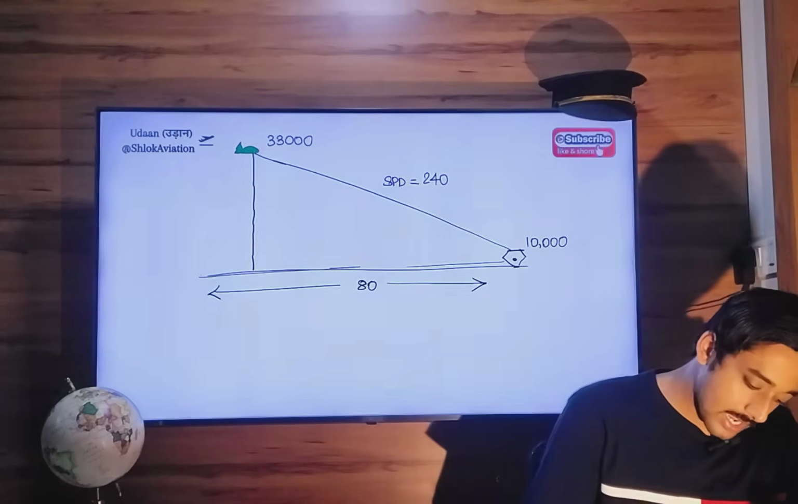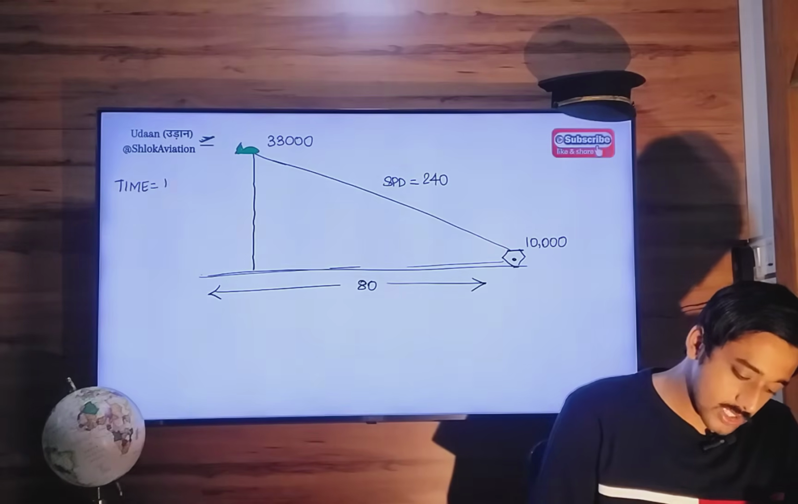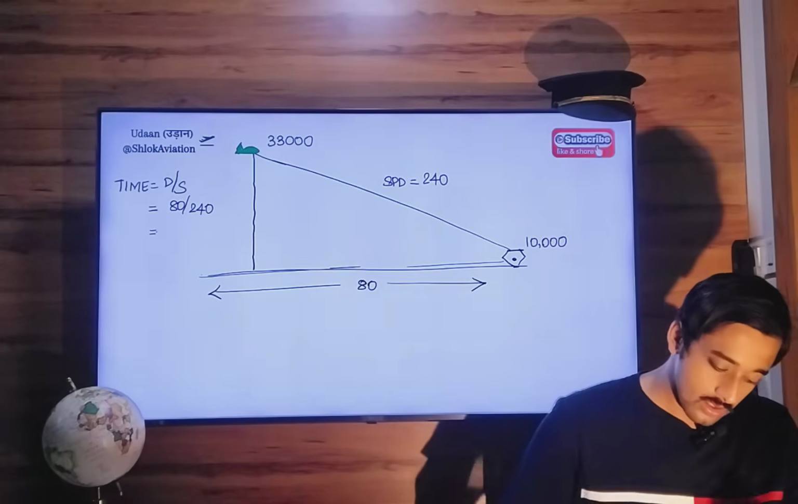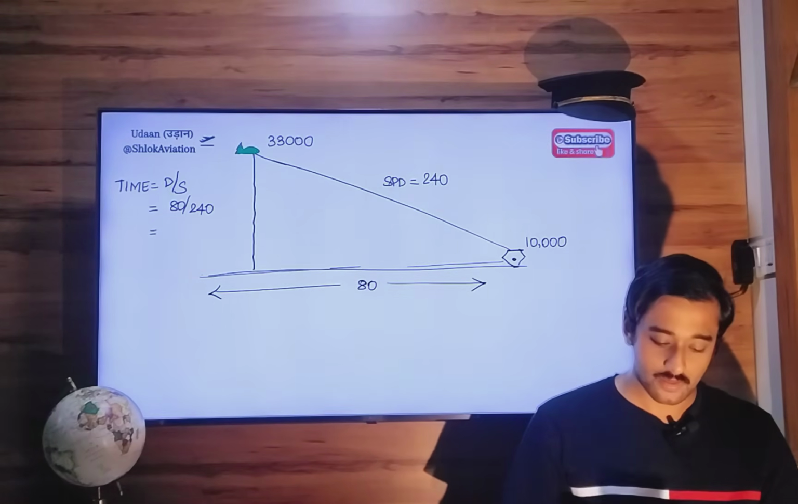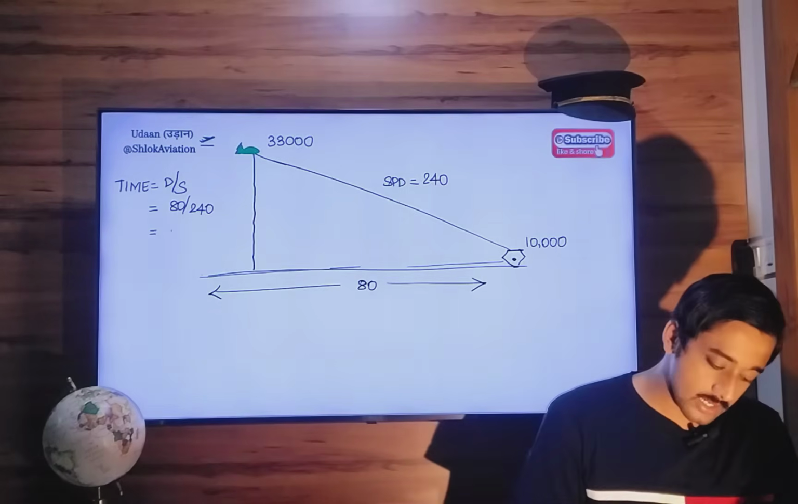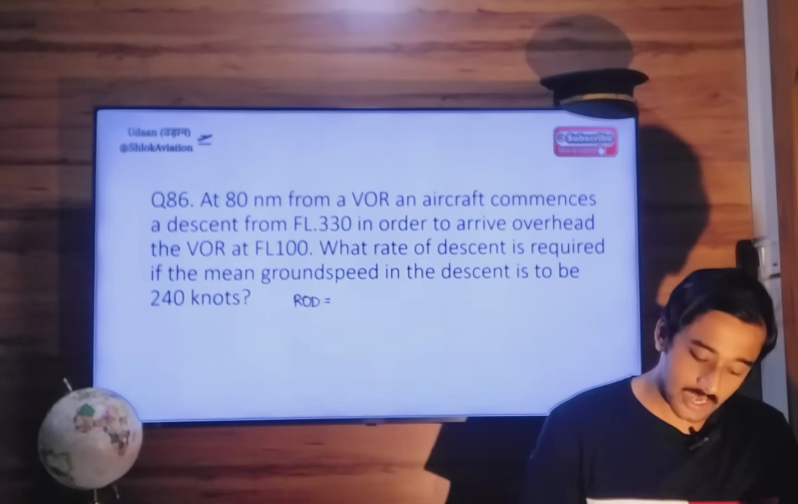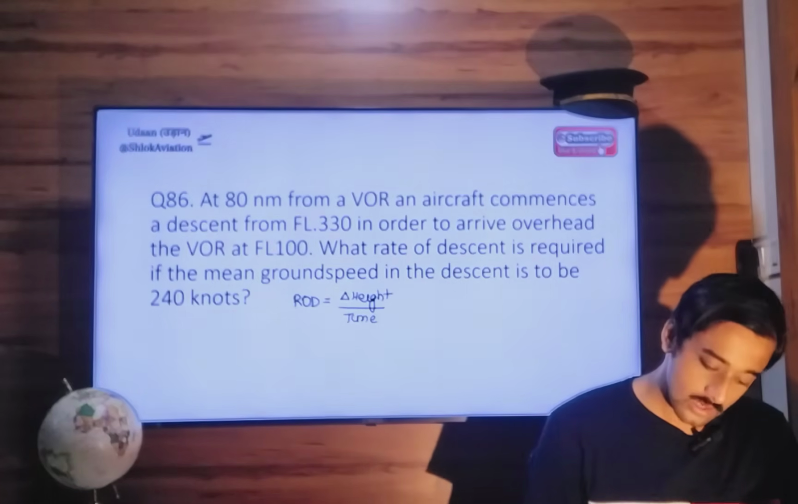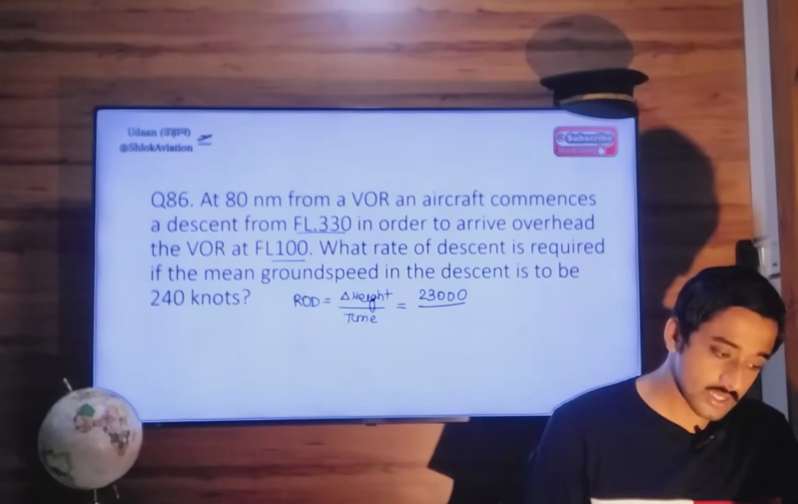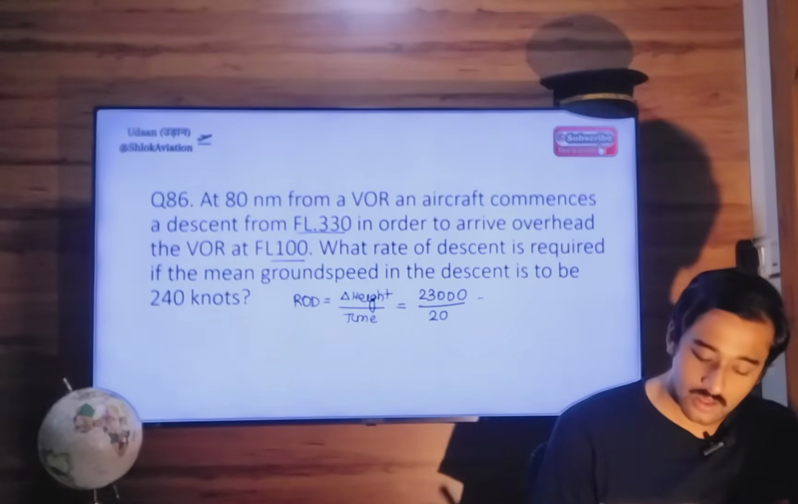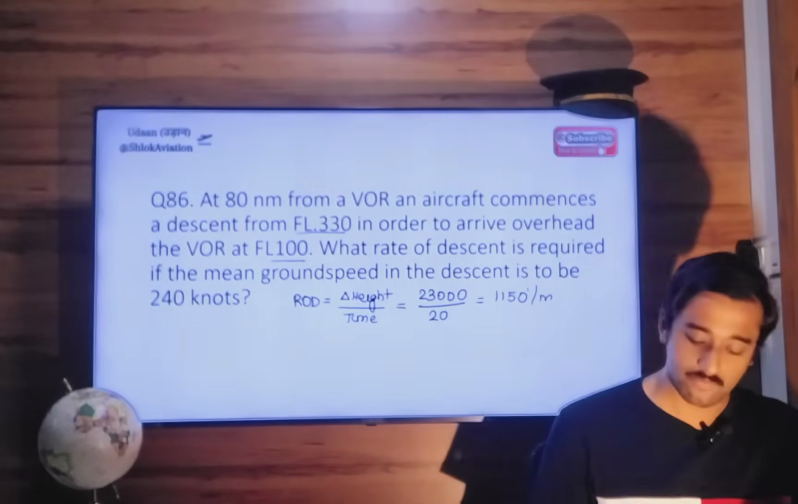So time is distance upon speed. Distance 80 divided by 240 will be equal to 20 minutes. Now rate of descent equals change in height divided by time. So 33,000 minus 10,000 is 23,000. Time is 20 minutes. So 23,000 divided by 20 minutes is 1,150 feet per minute. Okay.